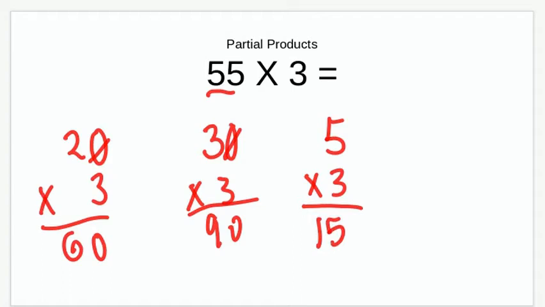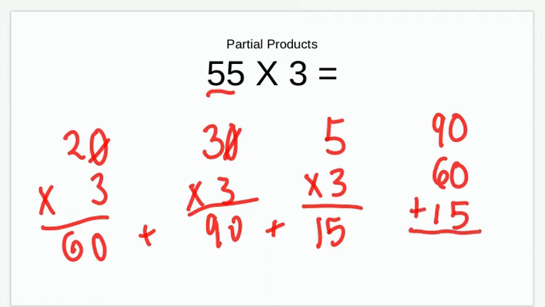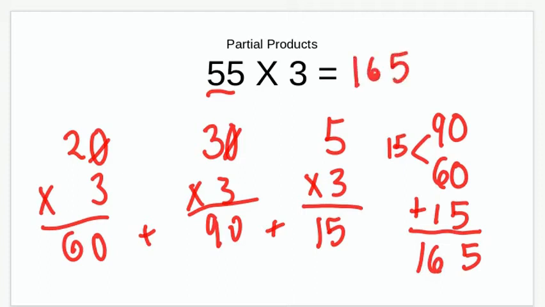Now, got to put all of these parts together, my partial products, to get the whole product, the final answer. So 90 plus 60 plus 15. Ones place, all I have is a 5 and a couple of zeros, so that's just going to be 5. Then, in my tens place, 9 plus 6 is 15, plus 1 more, it's going to be 16. So 55 times 3 equals 165.